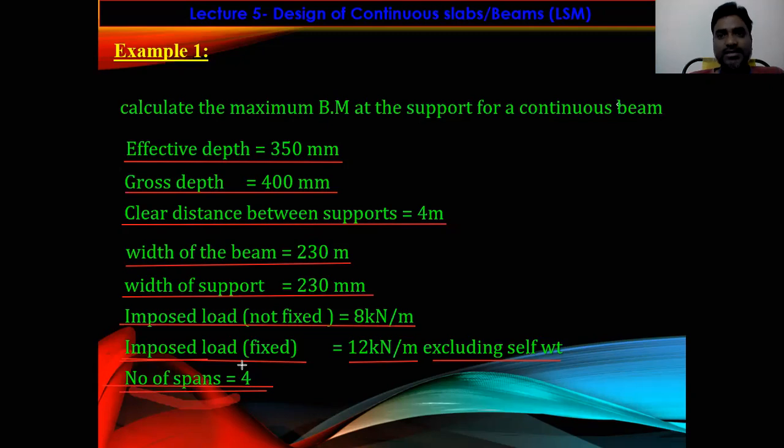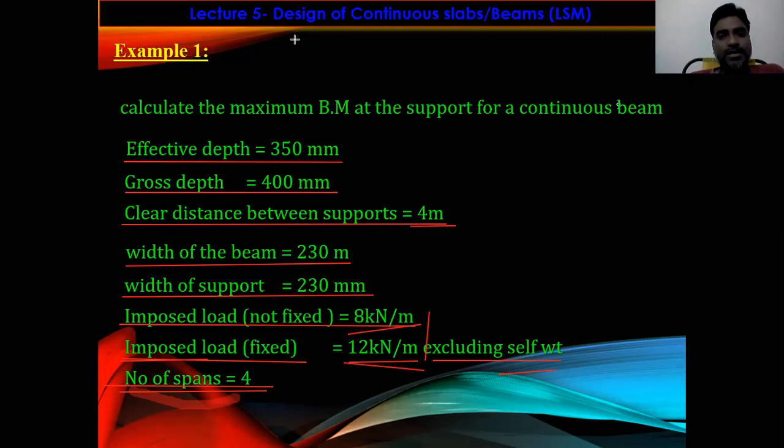Second one is it consists of only UDL load. So what are the types of load here? This is 8 kilonewton per meter. This is 12 kilonewton per meter, excluding self weight. Self weight is also in terms of UDL. So this condition is also satisfied. Next one is the span difference. It is not given, so we assume that condition is also satisfied, because all spans are 4 meters. The difference is 0.